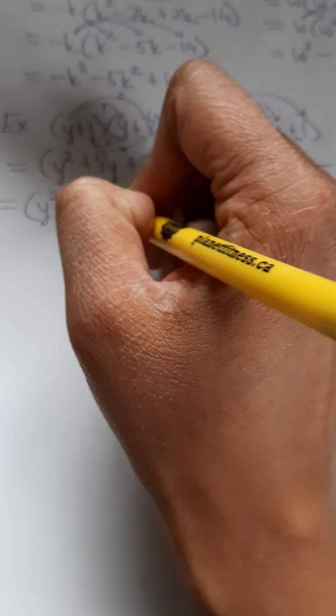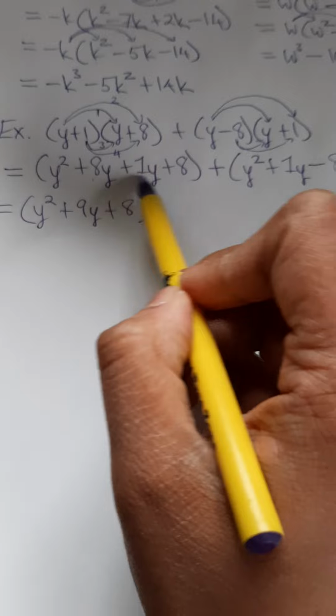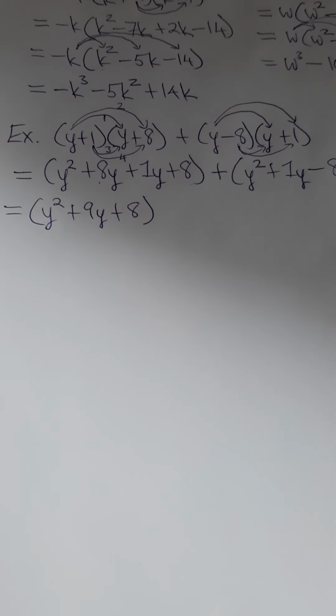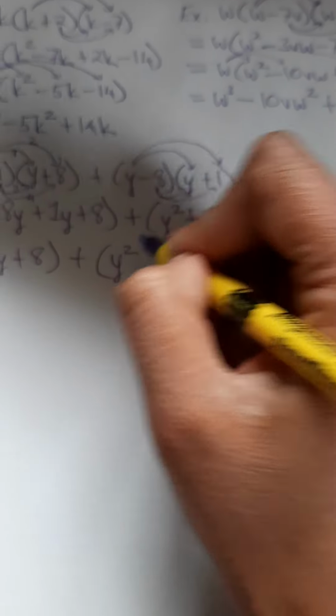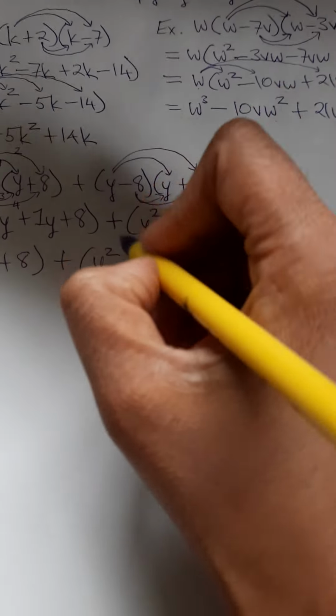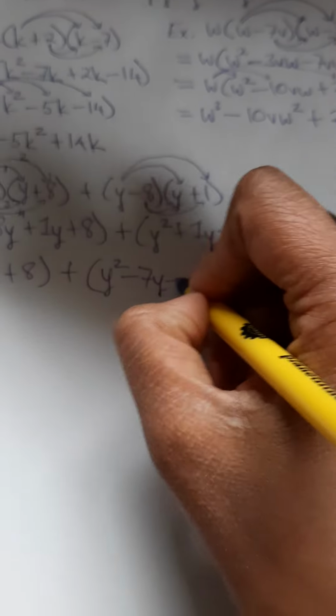Okay, so what I want to do is inside the brackets, let's just simplify this. So y squared, we're doing 8y plus 1y, positive 9y plus 8. Okay, so you notice I'm just adding these two terms together, the middle two terms. Let's go to the second bracket here. I have y squared, and then I'm doing 1y minus 8y. So this is negative 7y, okay, minus 8.